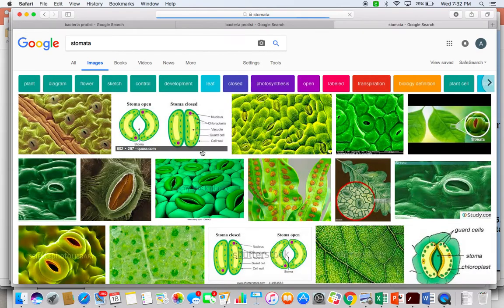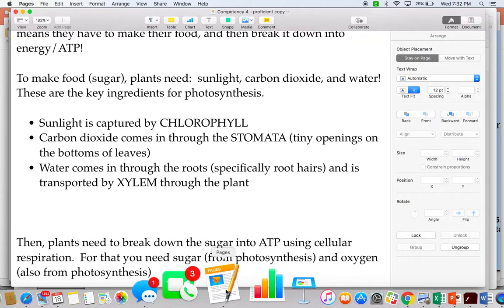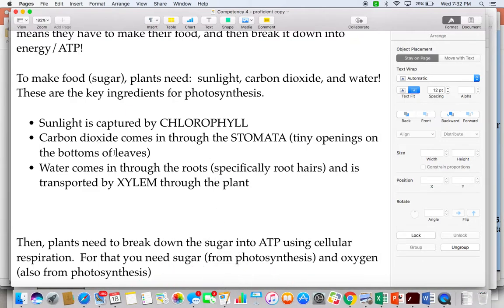So here they come. So you can see, in any of these pictures, these are going to be on the bottoms of our leaves, and they're going to open and close and allow our carbon dioxide to come in. And of course, then our byproduct oxygen is going to go out of those as well. So that's how that comes in.